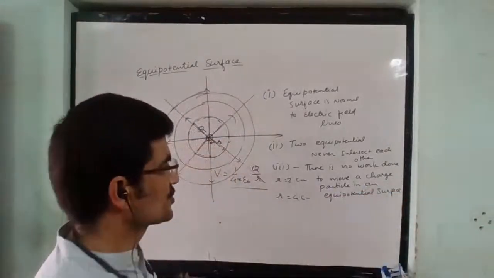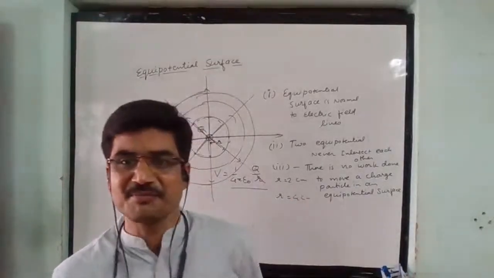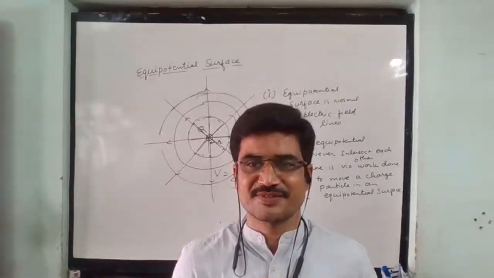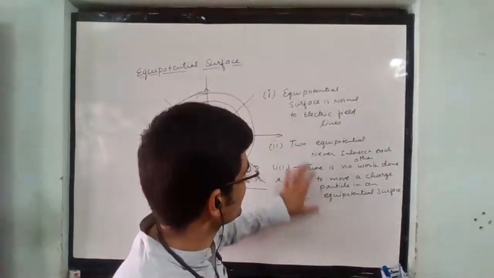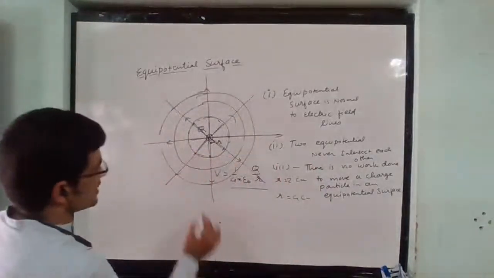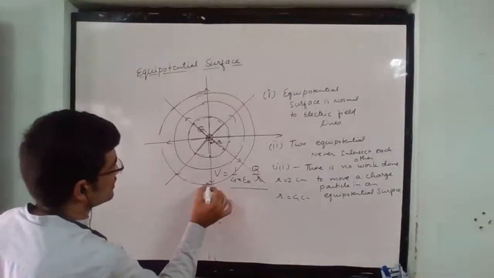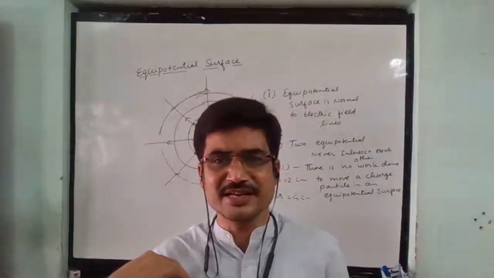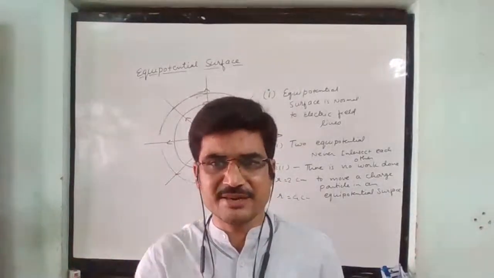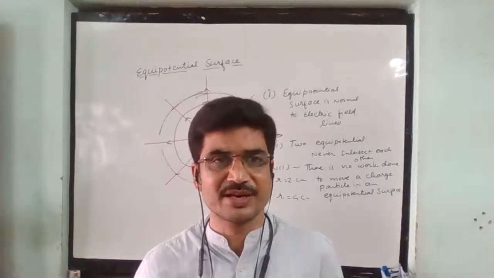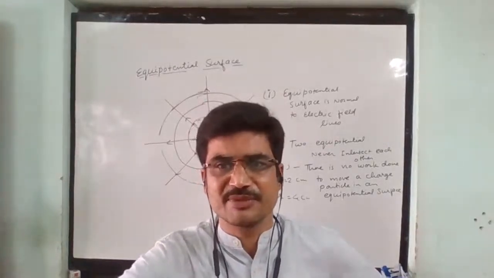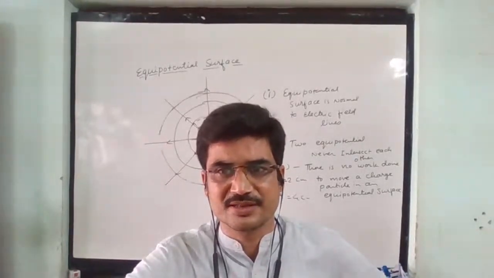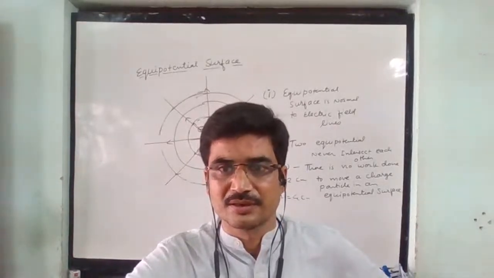So there is no work done to move a charged particle on an equipotential surface. Clear? When we move on an equipotential surface, no work is done. It means the charged particle is moving from here to here, here to here, and it can even make a complete circle. No work is done because at each and every point the potential is the same. So there will be no work done. Clear?